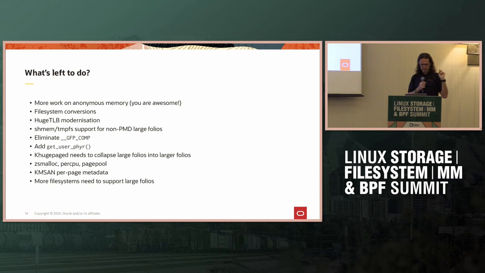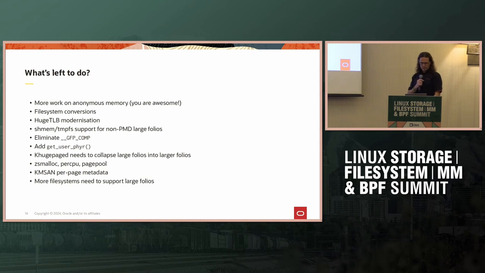ZSmalloc has patches that have been outstanding for a while, and those need to be picked up and finished up. I haven't even begun to think about KMSAN. I don't understand what KMSAN is doing yet; I haven't looked into it in enough detail. But right now, they put some extra, conditionally compiled bits into struct page. We need to figure out: is that actually per-page data, or is it really per-allocation data, in which case it should be allocated at allocation time?